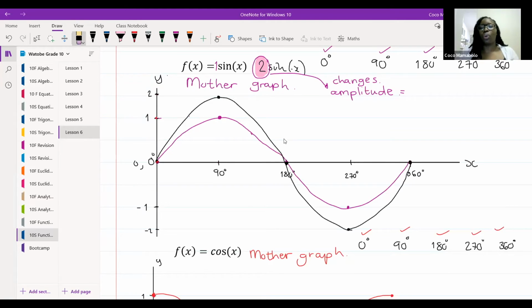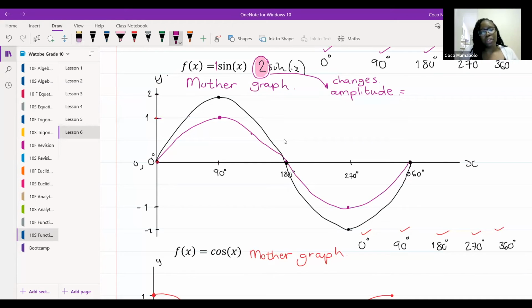All right. So we've just figured out that the number right in front of this changes the amplitude. It takes my graph where it normally goes from 0 to 1, and now it goes from 0 to 2.